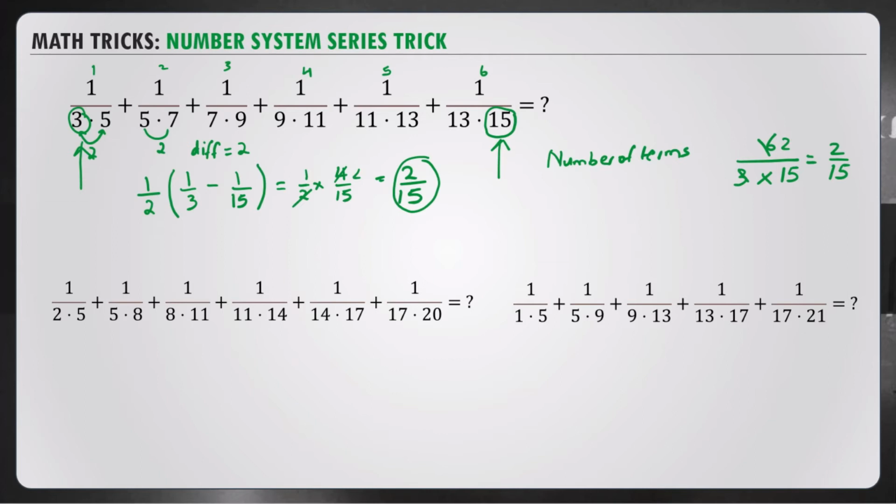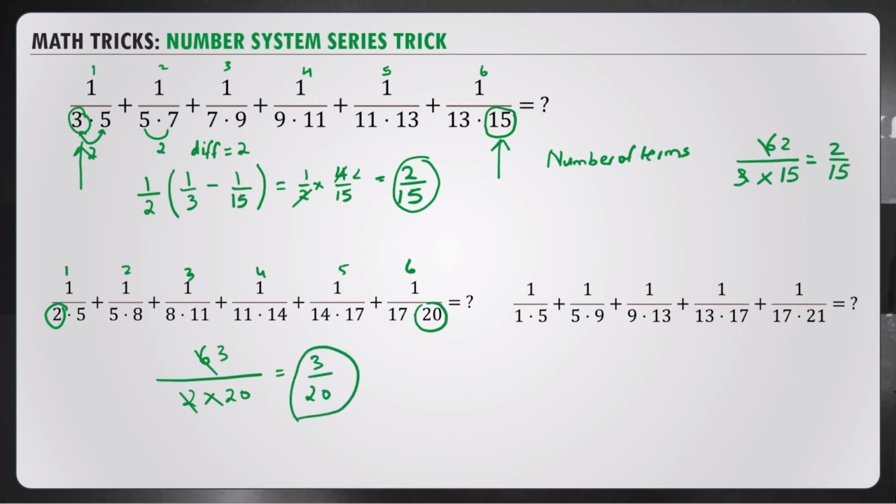Okay, first let's get the number of terms here. 1, 2, 3, 4, 5. We have 6 terms. 6 here. The first term is 2. The last term is 20. And we get 3 over 20 as your answer. Very simple. It's a very good trick to remember.